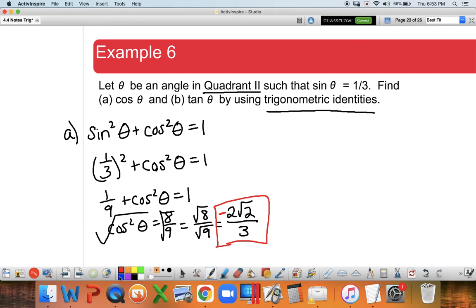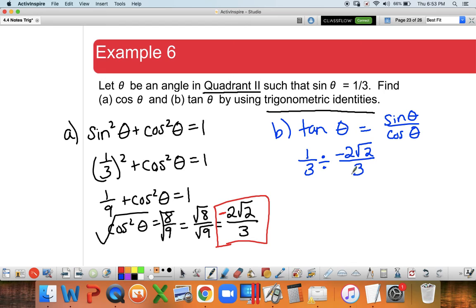Now that we know our sine and our cosine, let's find tangent. Remember, tangent is just sine divided by cosine. I'm going to write this all out so we can see it. I have 1/3 divided by negative 2 square root of 2 over 3.